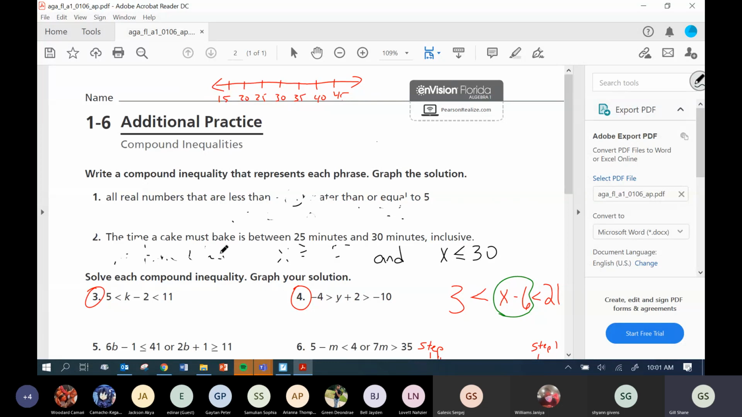So again, try to do number 1. You need to graph it also.